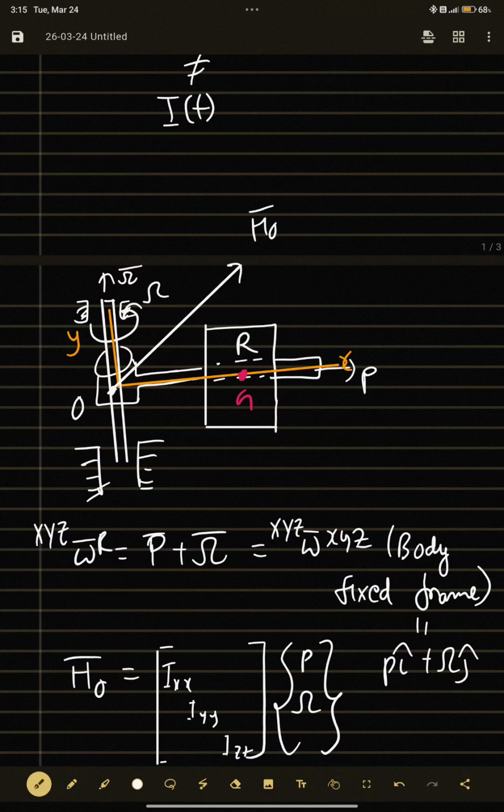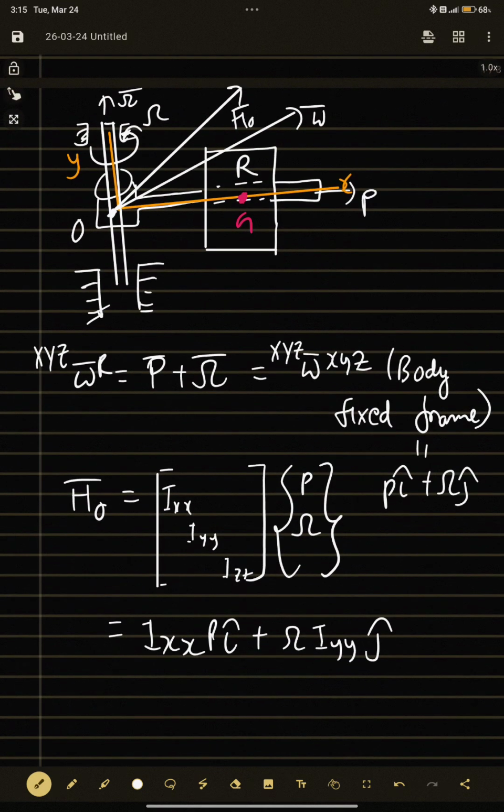In this body fixed frame, we have written the angular momentum H_O and the angular velocity vector, both written in this frame using x, y and z, which is the body fixed frame. And this frame rotates with respect to an inertial frame with P plus omega. This is the angular velocity of it.